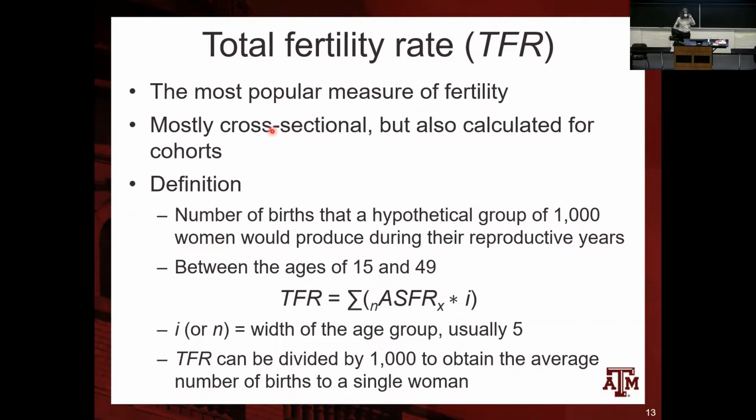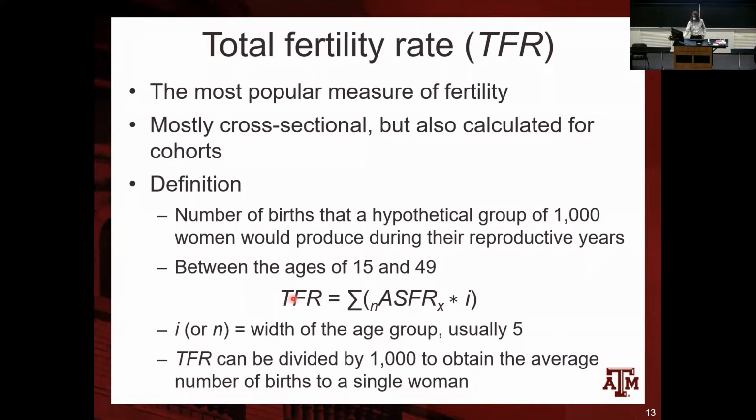It is the number of births that a hypothetical group of 1,000 women would produce during their reproductive years. And how do you calculate that? You pretty much just get the age-specific fertility rates and multiply by the width of the age group, which we usually have as 5: 15 to 19, 20 to 24, and so on. And we add them all to get the total fertility rate.